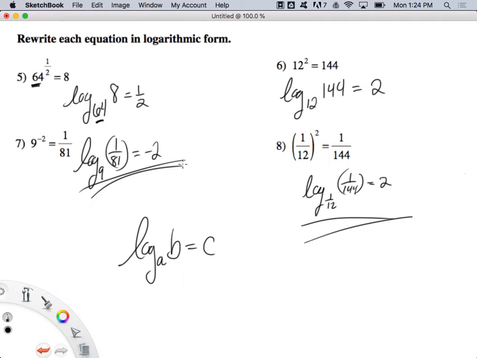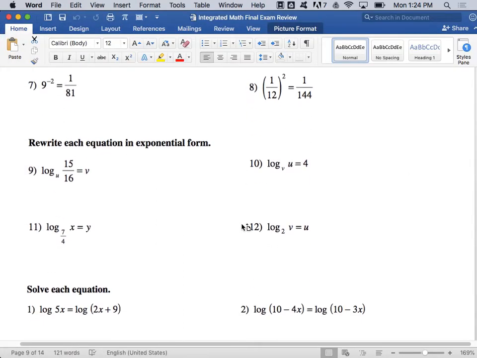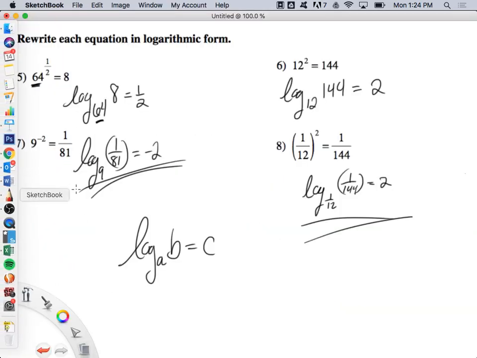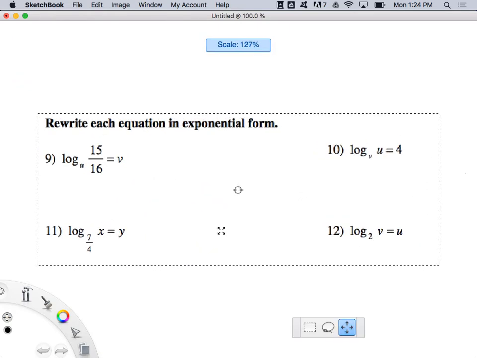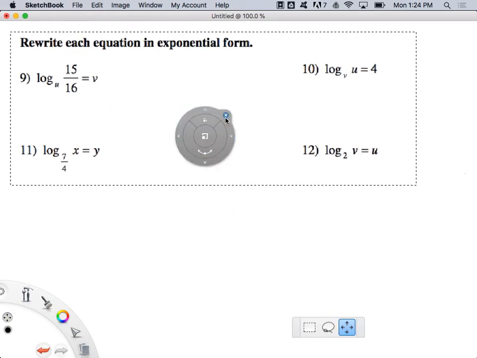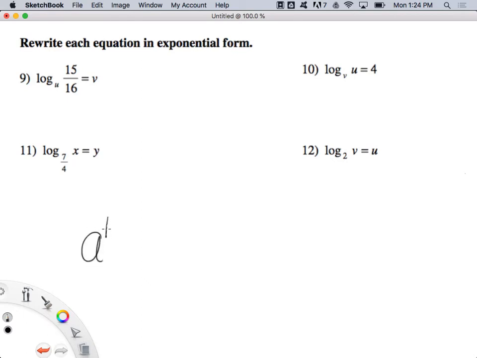All right, so that's rewriting in logarithmic form. Now, if you look down the page a little bit, we see the inverse of that, which is rewriting each equation in exponential form. Now it's in logarithmic form, and I want exponential form, which is a to the b equals c. Okay? So in this case, the base is still the same. It's u. Thumb, pinky, thumb. U to the v equals 15 over 16. That's where this comes in. And then for number 10, v to the 4 equals u.